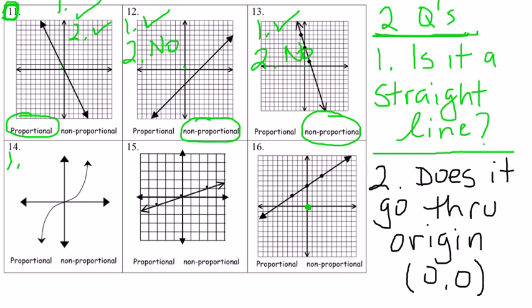Number 14. Is this a straight line? Absolutely not. This guy's curving everywhere. So it can't even make it past the first question. It is definitely not proportional.